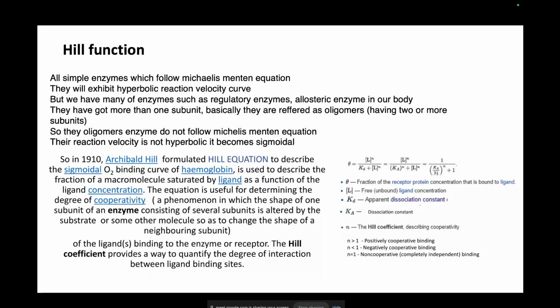So you're saying if n is greater than 1, there is a good positive cooperative binding, and the reaction is going on. And for n less than 1, you're asking if the full binding has not occurred, you need more molecules for binding, and then the reaction will occur. Something like this you're asking, right?